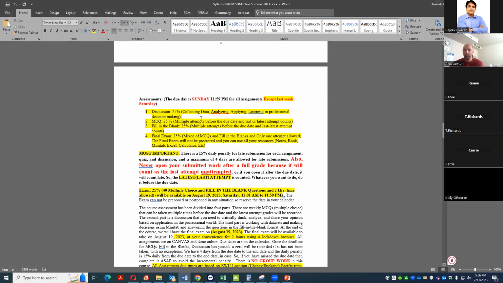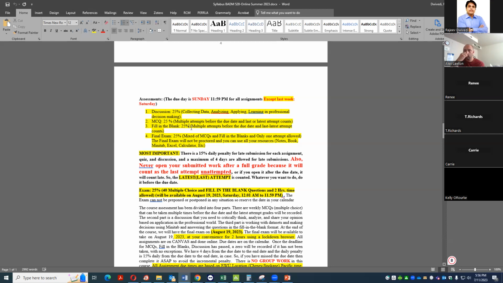The MCQ is, again, for those who have experienced my 503, you have multiple attempts before the due date, and you can score 100% in this. So it's 25% for MCQ, you just keep doing it. If you don't understand, let me know. There are 4-5 options and multiple attempts until you get 100%.